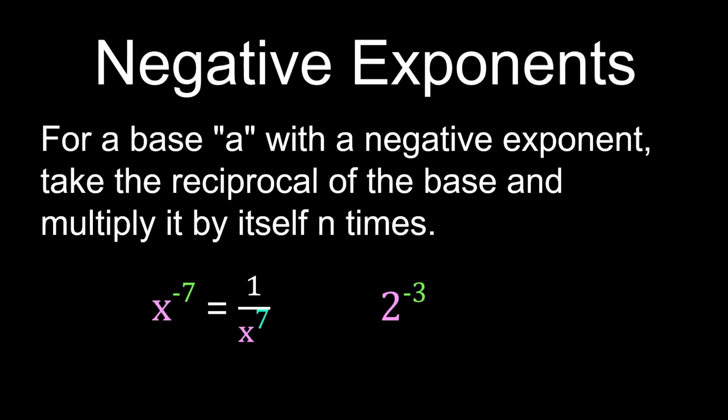For 2 to the negative third power, our base is 2, so we're taking the reciprocal of the base. So the reciprocal of 2 is 1/2, and n is 3, so we'll have 1 over 2 to the third power. So 1 over 2 to the third power is equal to 1 over 8, because 2 to the third power is 8. So 2 to the negative third power is equal to 1/8.